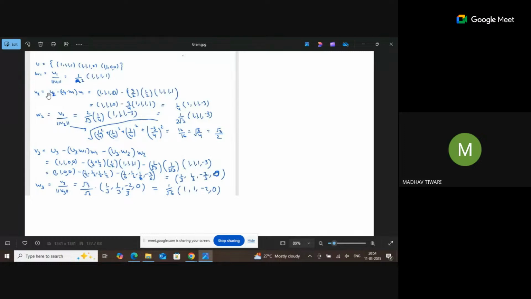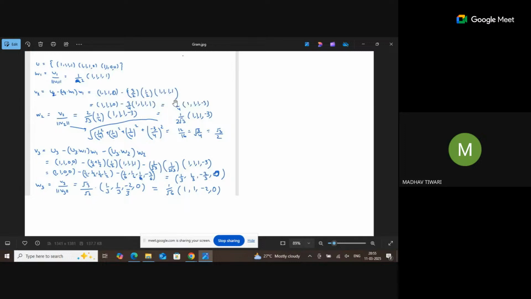Now I want my W2. Firstly I find V2. How can I get V2? I removed the projection of U2 on W1 from U2. So after removal, this is the projection that I got, and I removed it, so I got this vector.